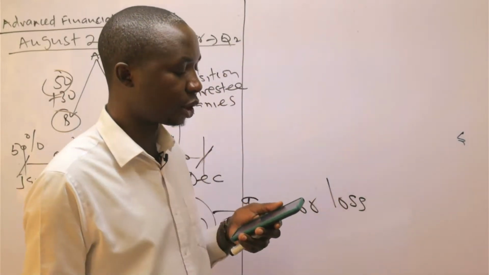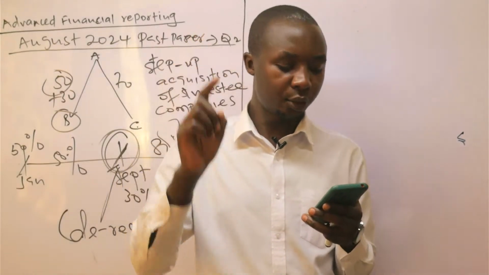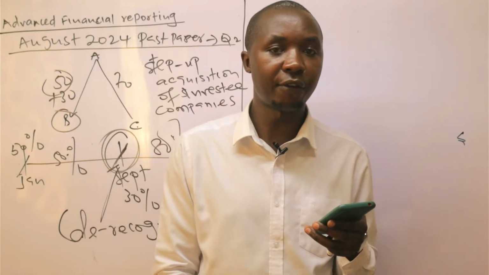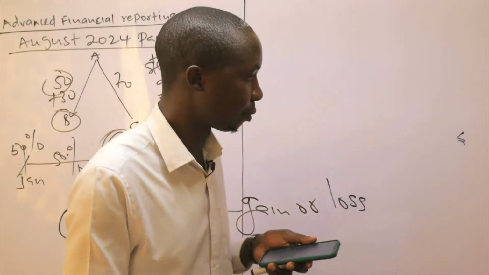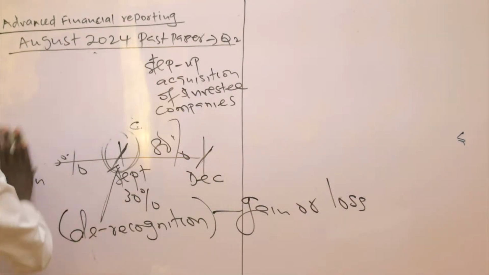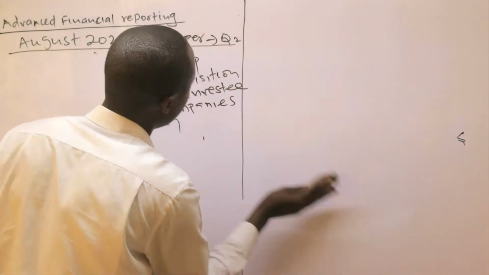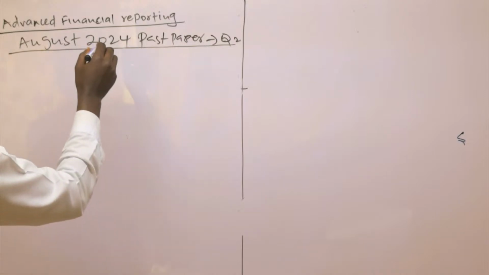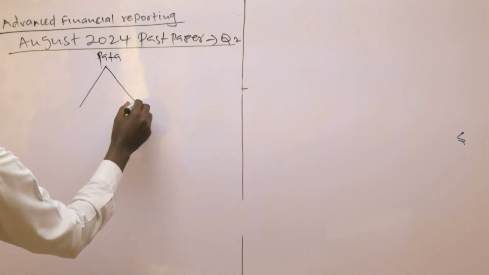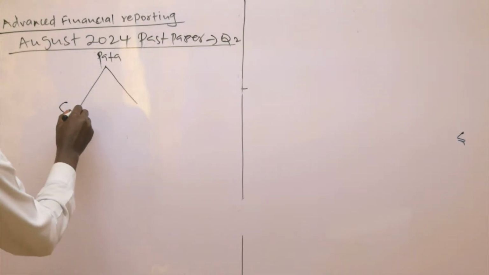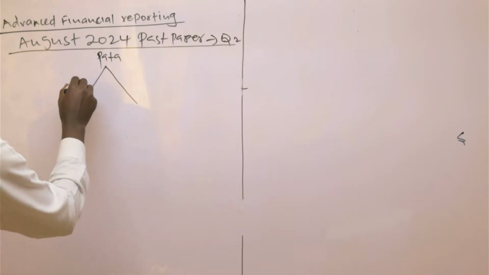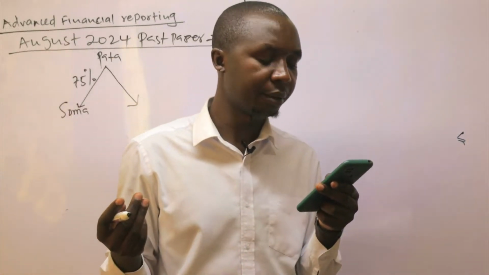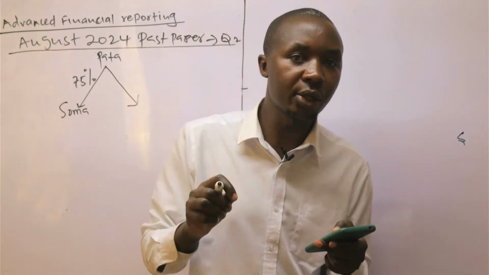Additional information number 1 says that on 1st July 2021, Pata Limited acquired 75% of the ordinary shares of Soma Limited for a cash consideration of 4,500. So there's a subsidiary which has been acquired. According to Note 1, Soma Limited had been acquired up to 75%, for a cash consideration of 4,500, when the retained earnings of Soma Limited stood at 2,100.